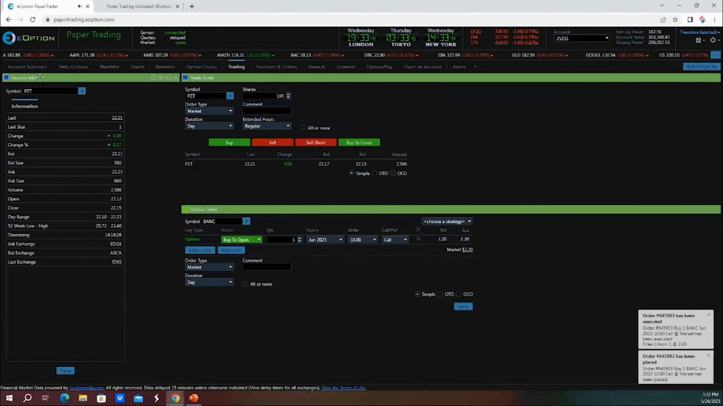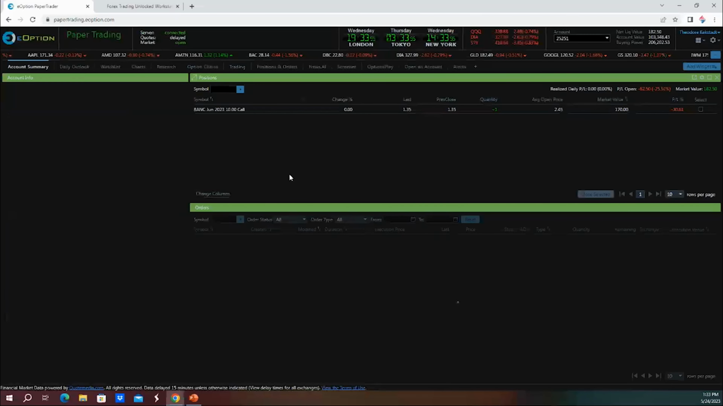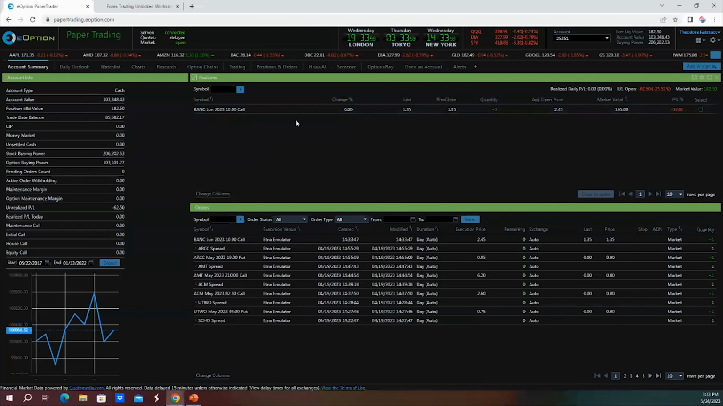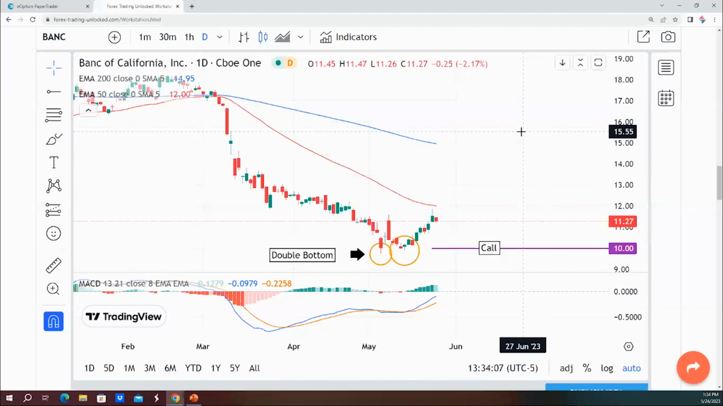Okay, and now we will go to our account summary, and you can see how the trade is executed. Okay, there we go. Hey, we have some latency catching up here, folks. Maybe they adjusted it while we were doing this. Okay, so here we have this one. We finally have a trade entered here. We have bank. We have the call that is initiated.